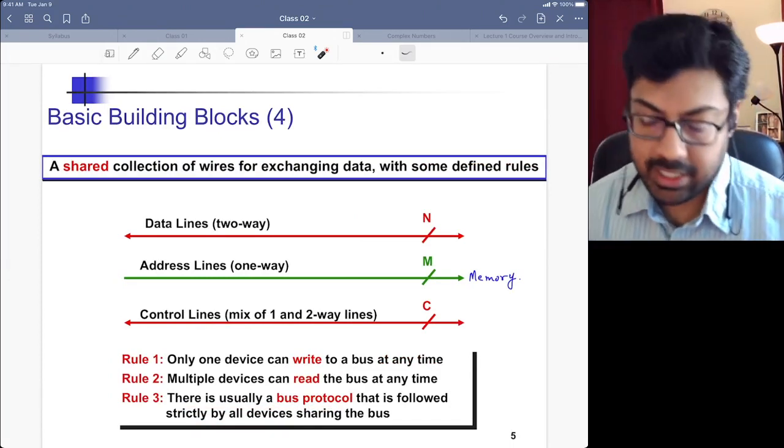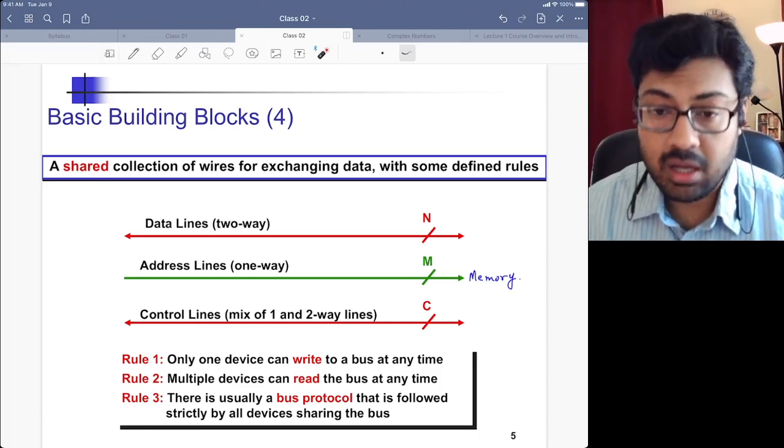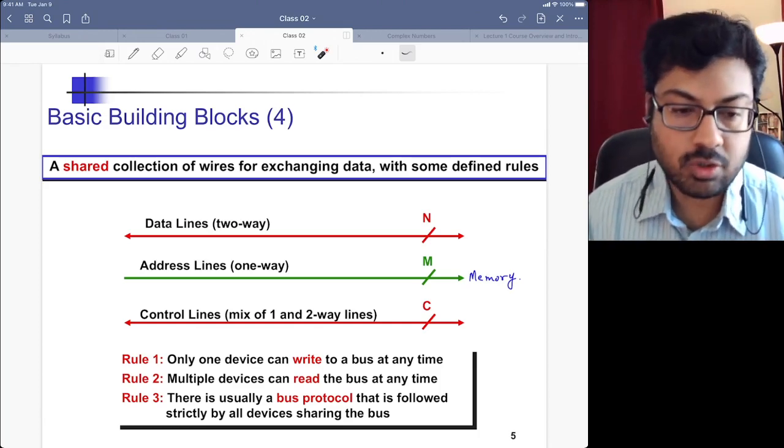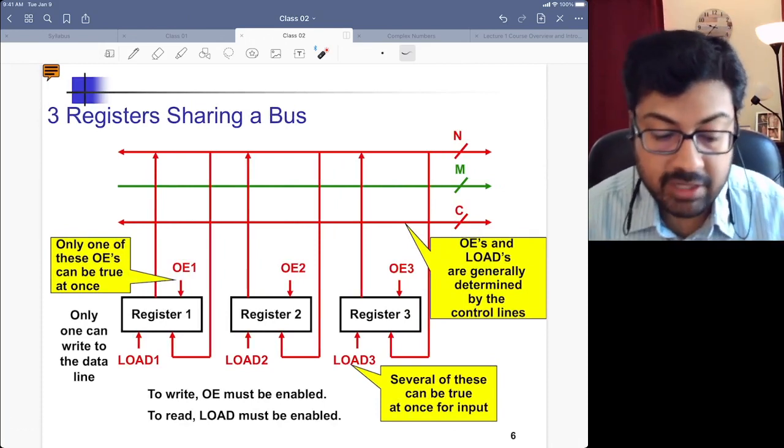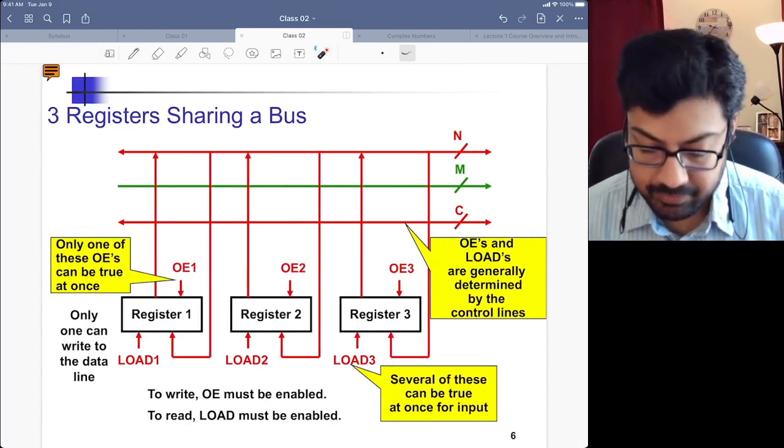Is there priority built in? Are we going to do a ring formation? So that's your bus protocol that is agreed upon by all the devices that are communicating on that bus.